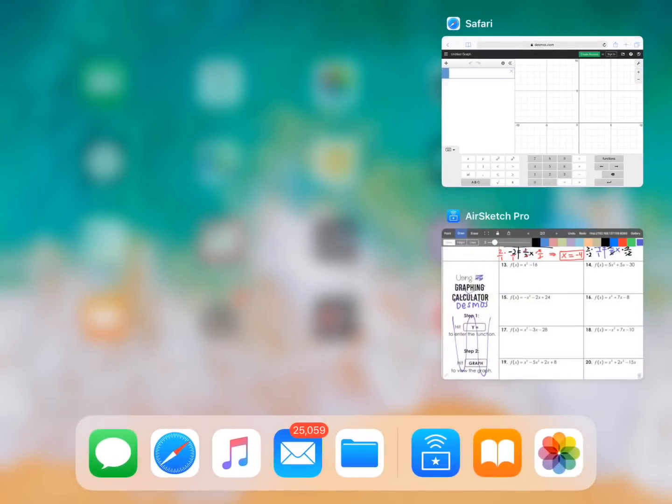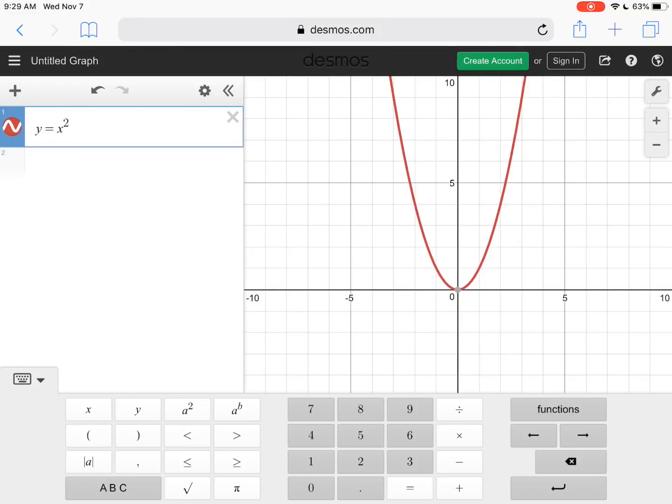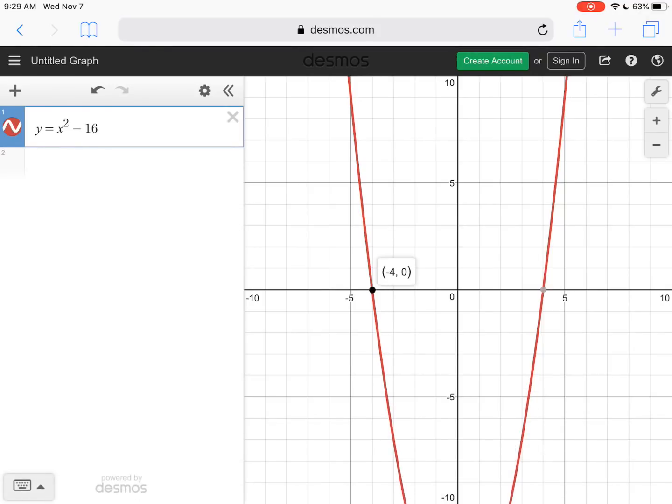I already forgot what I'm graphing: x squared minus 16. So you're going to write y equals, push x, and then you see that a squared term. Click that, and that's going to give you the squared, and then minus 16. There you go. Now, if you click with your mouse on these points, they will come up, so you'll be able to see the x's.